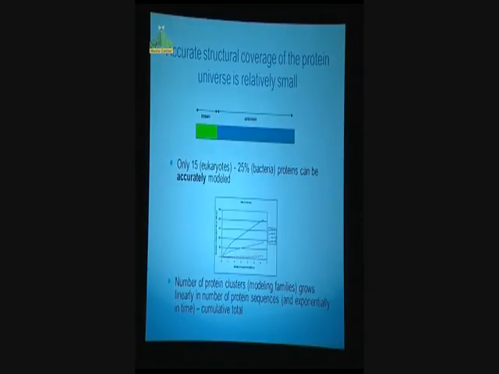And this is not very encouraging, because it means that if we build a model of an organism, on average, 15% of the genes can be modeled. So our structural systems biology dies before it starts, because if you can model only 15% of nodes on the network, you can't really do very much. But this is misleading in the sense that the word accurately here is highlighted. These are proteins we can really model very well.